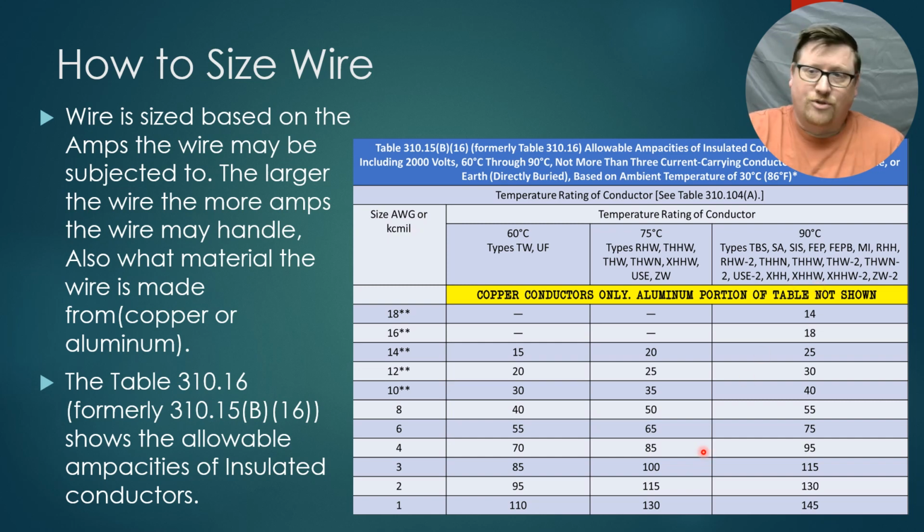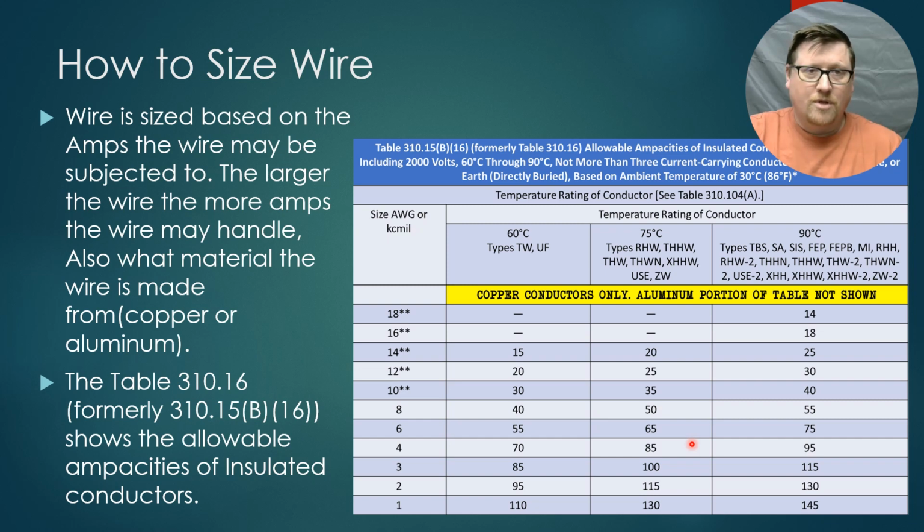The wire type also falls into this, right? So if it is copper wire, this is copper wire. Off to the right on this same table, this is only a portion of table 310.16. 310.16 also has another half off to the right of this that is the aluminum conductors, right?